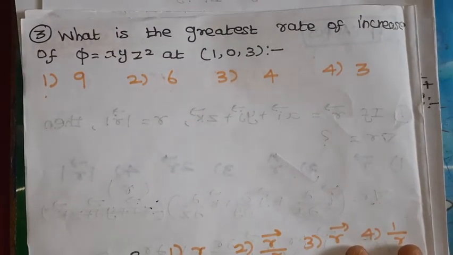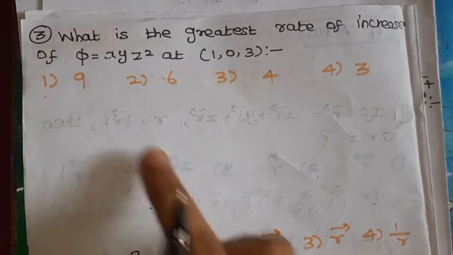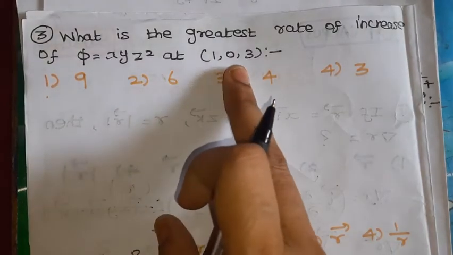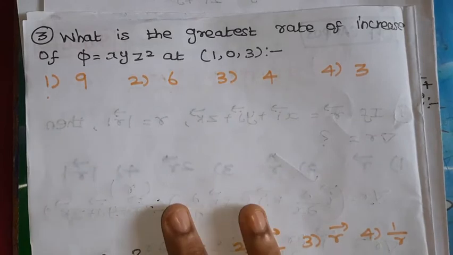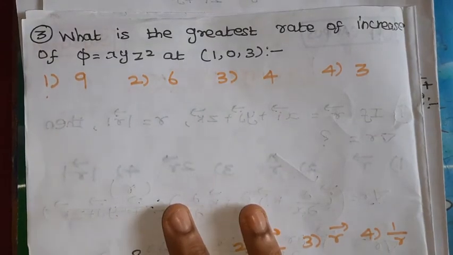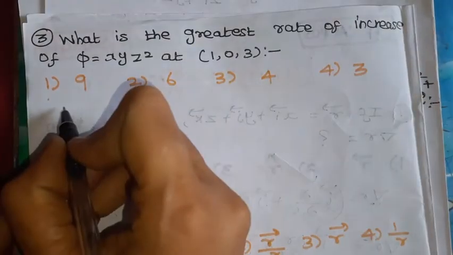What is the greatest rate of increase of phi equal to xyz squared at the point (1, 0, 3)? We are going to find out the greatest rate of increase. The greatest rate of increase is nothing but modulus del phi.